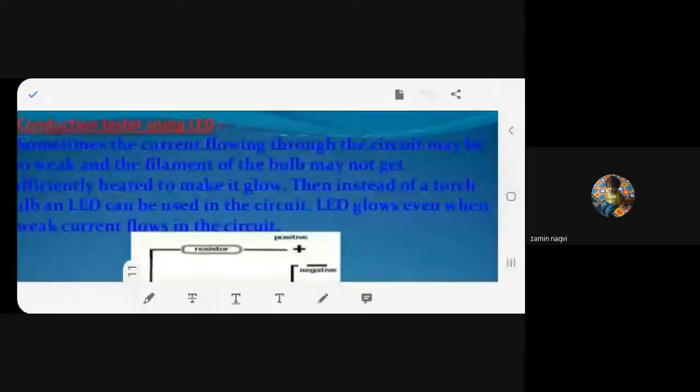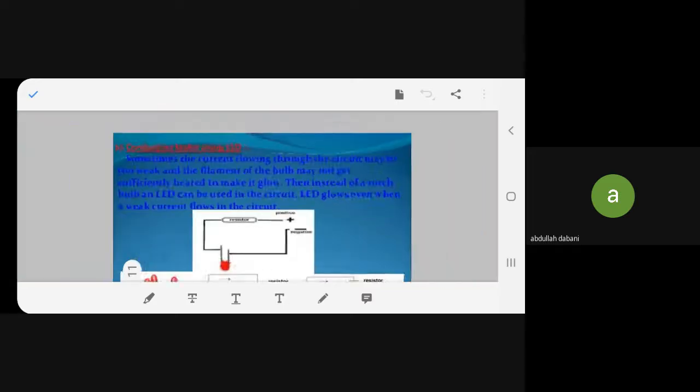So what is LED? Why is it important? LED is important only when the weak current is flowing through the circuit. That means it is consuming less current. LED consumes less current. Am I right? Yes, ma'am. Okay, fine.